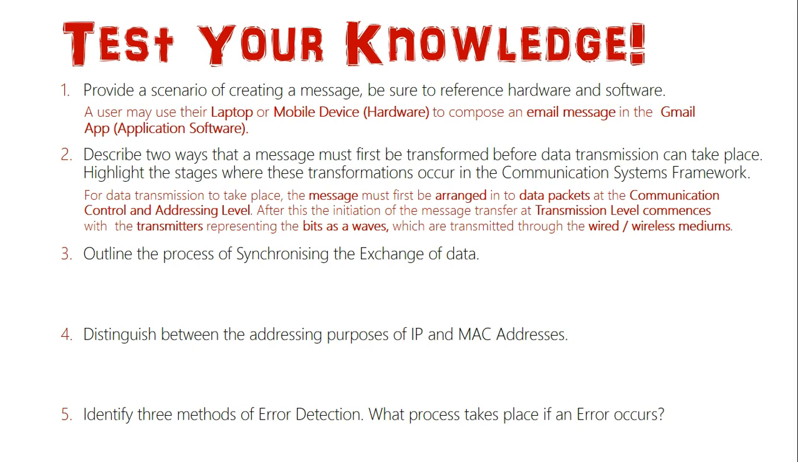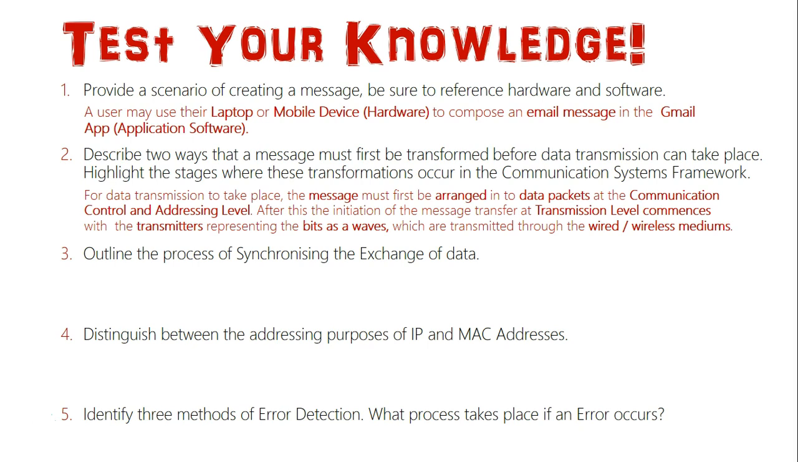So the 2 types of transformations that take place are the data is firstly arranged into packets at the communication control and addressing level, and then the second transformation is that the data is then transformed into a waveform for transmission down a specific medium at the transmission level.